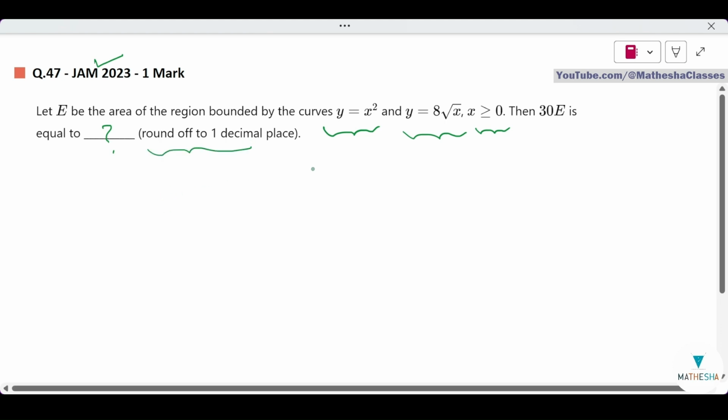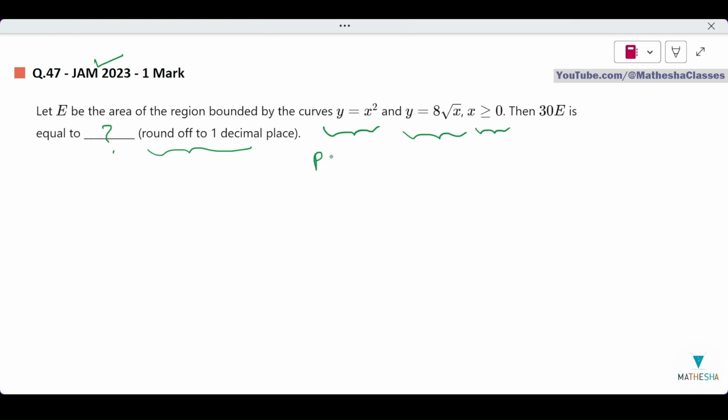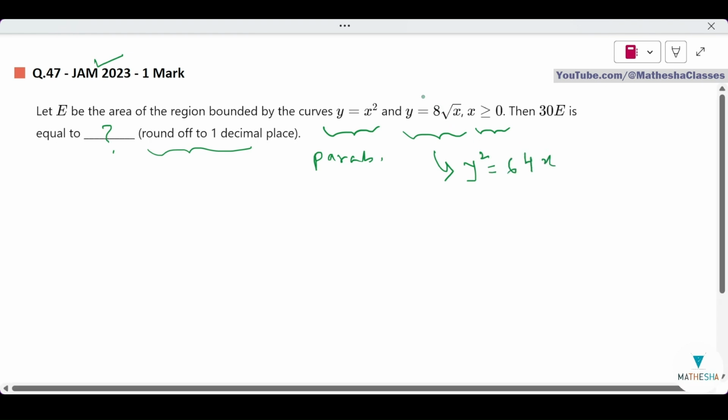First of all, note one thing, that y equal to x square is a parabola and y is equal to 8 root x. If you take the square on both sides, you will be getting y square is equal to 64x. So that is also a part of parabola, and here you have to consider the part for x greater or equals to 0, because here you are only considering the positive values of y.